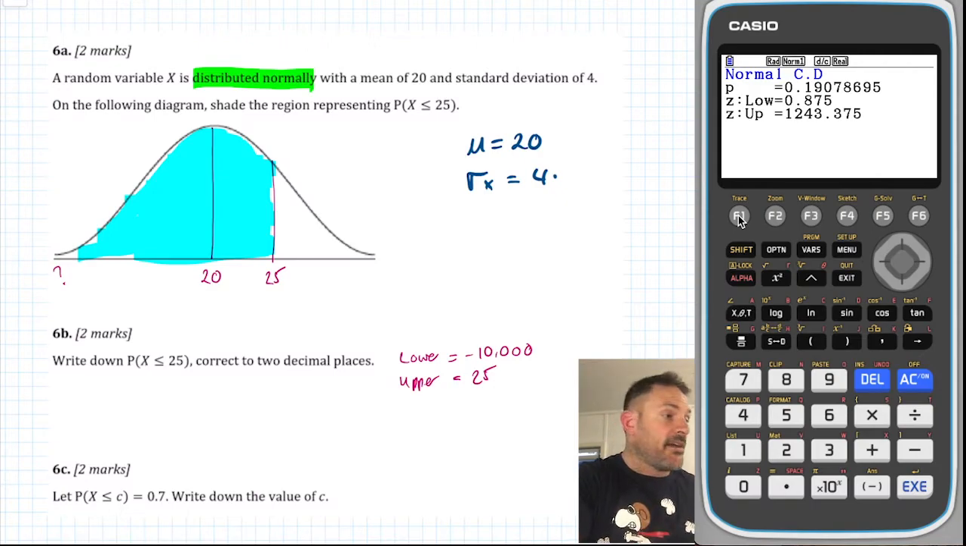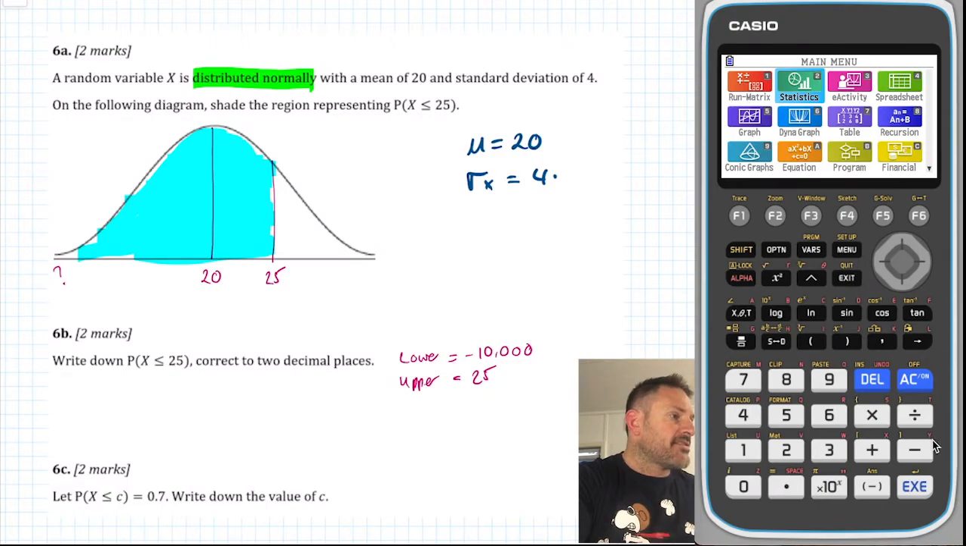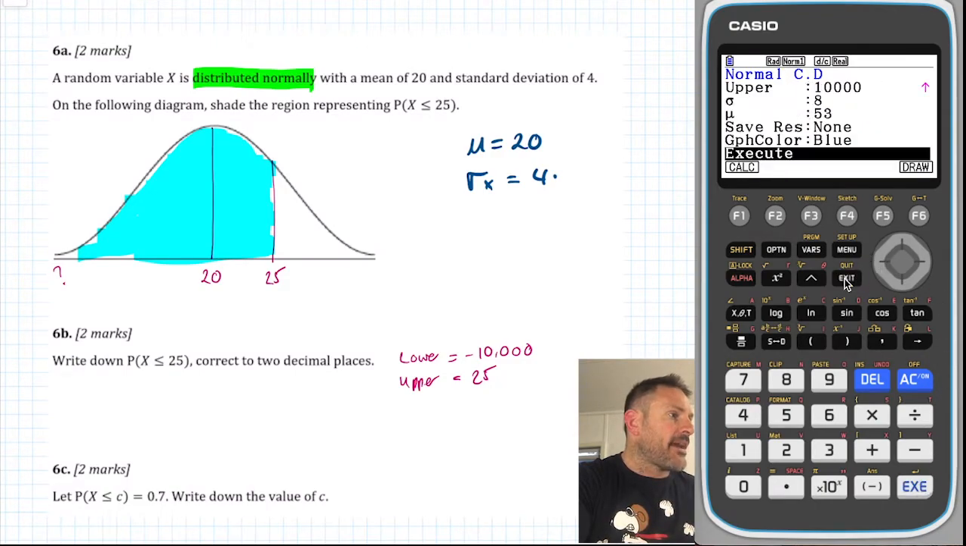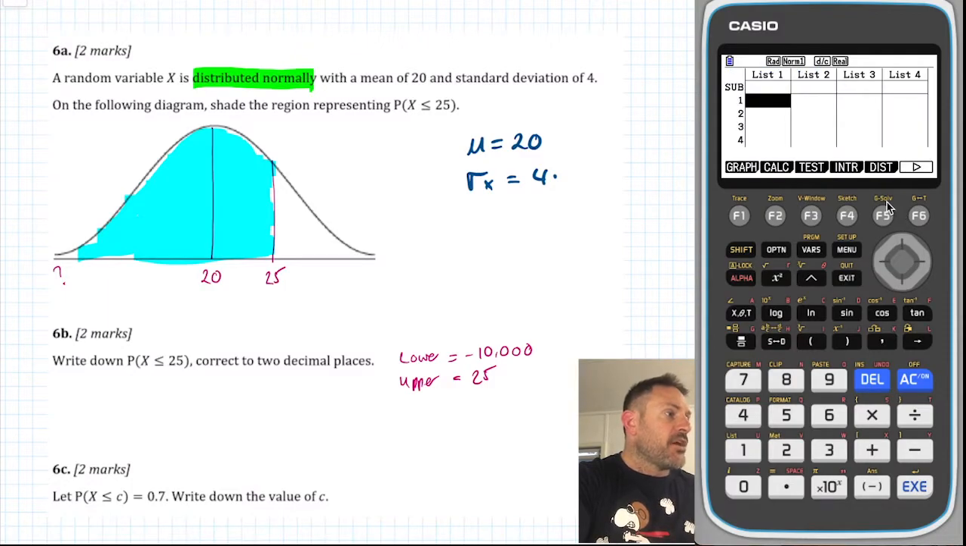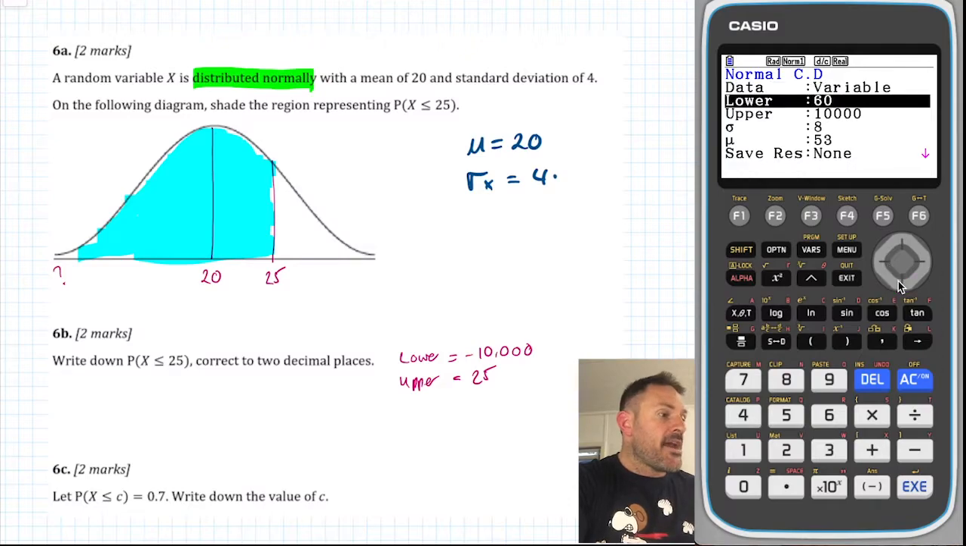We're going to whack it into the calculator. So I'm going to go back to my menu. We're going to get statistics. I think I'm in that zone already, so I'm going to have to go back out of that. We're going to go distribution. We're going to go normal. We're going NCD again. Variable there. I'm going to put my negative 10,000.